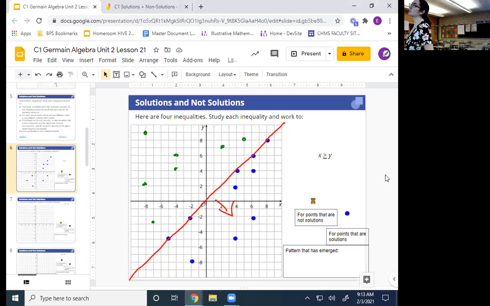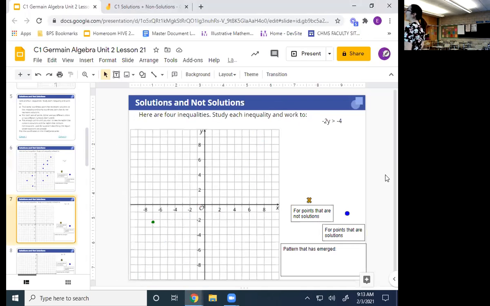Now, if we look at this second one here, this one's a little bit different because we actually look at it and it's a y equals. So if we converted this to an equation, it would be -2y equals -4, right? And then we would divide by -2.